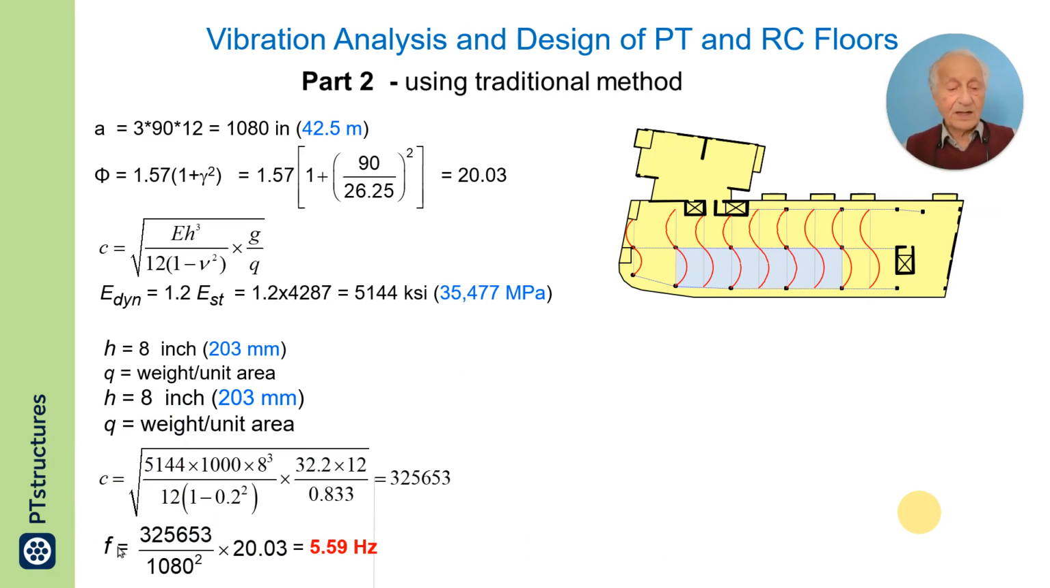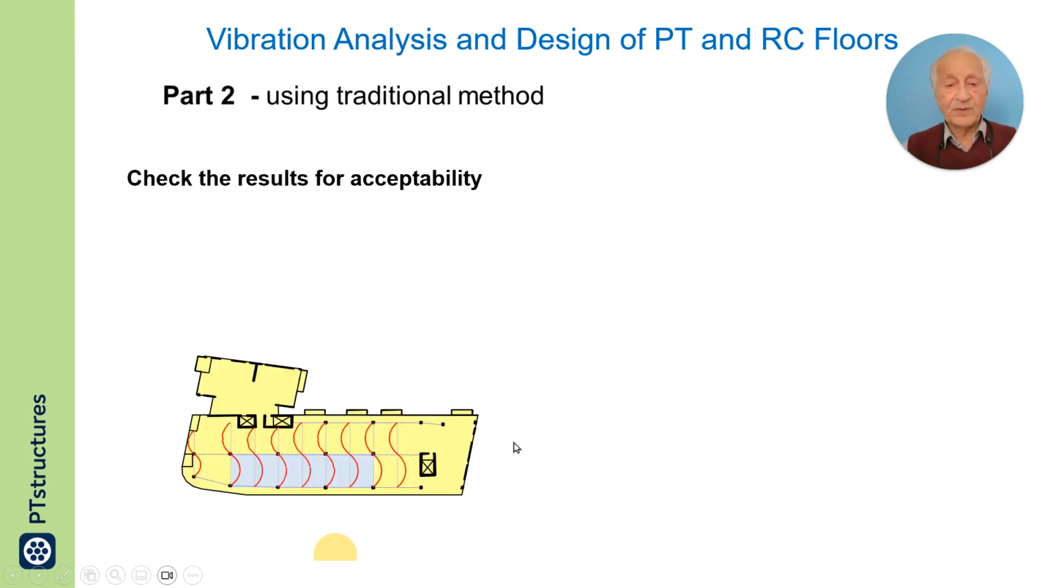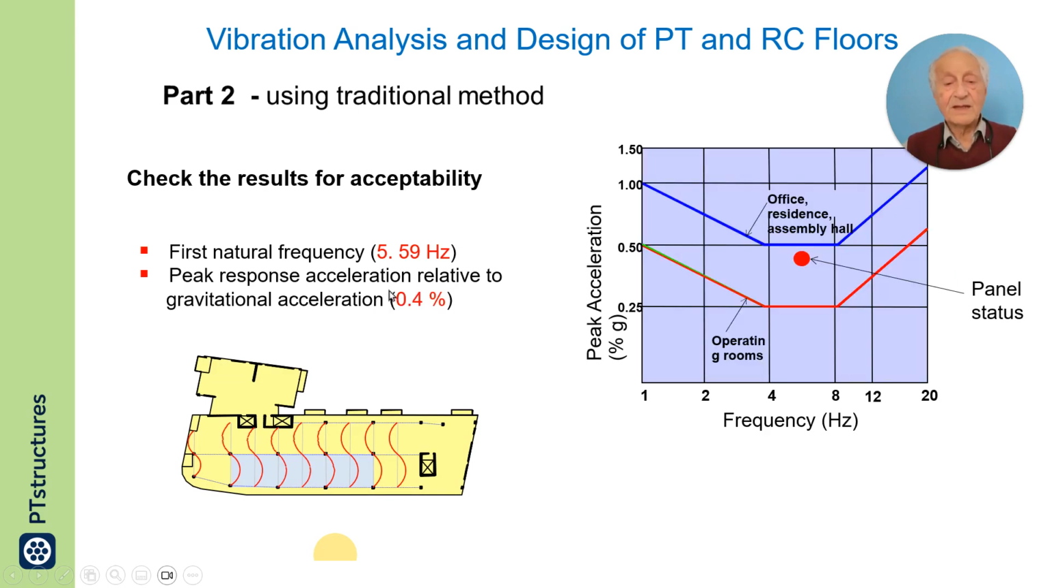So here I have found the frequency to be 5.59 Hertz. Not far from what I had before. I use the same formula for peak acceleration. And the peak acceleration is 0.4, somewhat different from what I had before. I use the frequency and the peak acceleration and go and see this time the outcome is here.